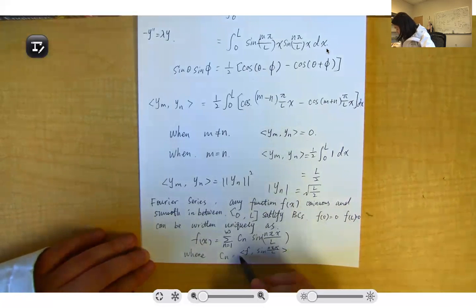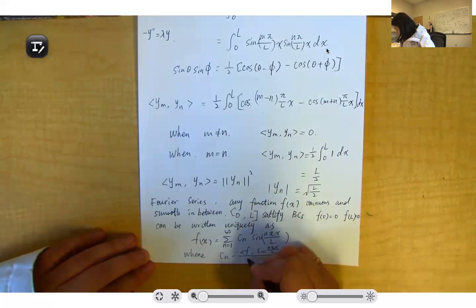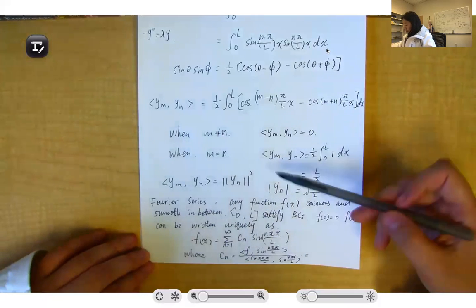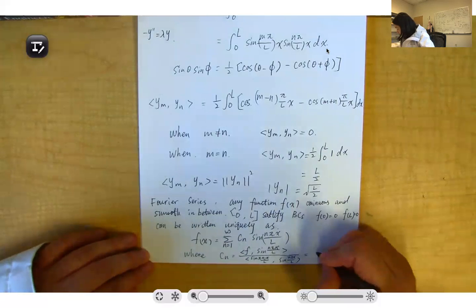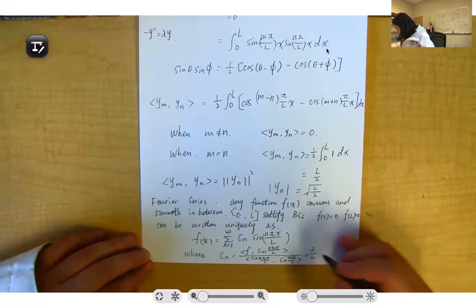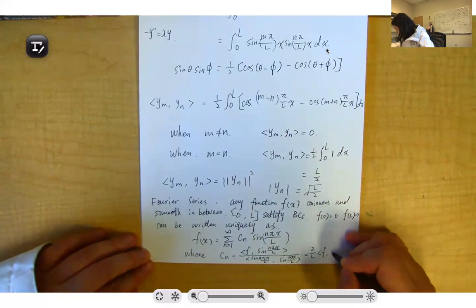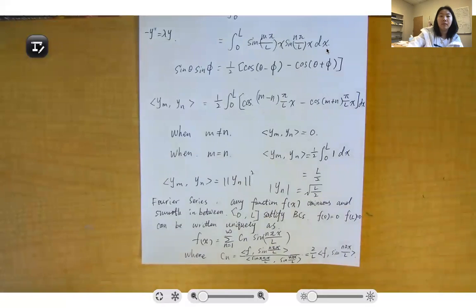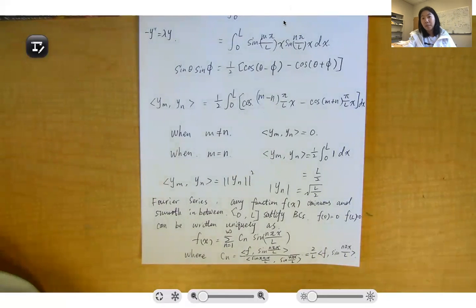so f, yn over yn, right? So yn is sine n pi x over L, and the norm squared is L over 2. So dividing by L over 2 is the same as multiplying by 2 over L, times the inner product of f and sine n pi x over L. So that is how you can represent different smooth functions f(x) using a Fourier series. And we will work through several examples next week.